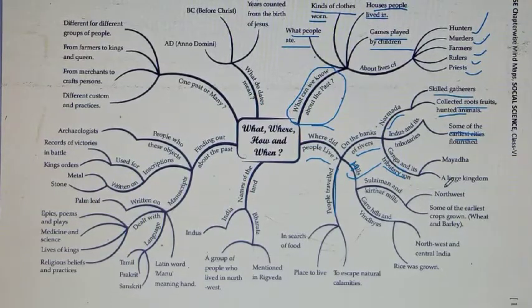Apart from the Ganga and its tributary, we are having the Sulaiman and Kirthar Hills. Apart from rivers, they were living on the hills also. The Sulaiman and Kirthar Hills are in the northwest of our country, the northwestern part of our country. And some of the earliest crops grown there were wheat and barley. Okay, the evidence of wheat and barley has been found on the Sulaiman and Kirthar Hills. So you can easily remember that the Sulaiman and Kirthar Hills are in the northwest, and wheat and barley were grown there.